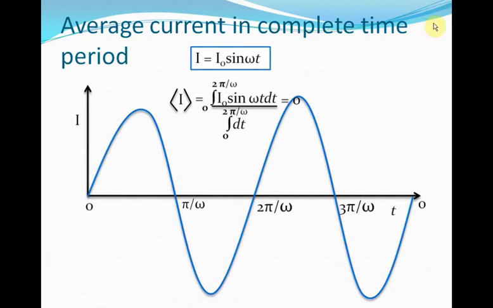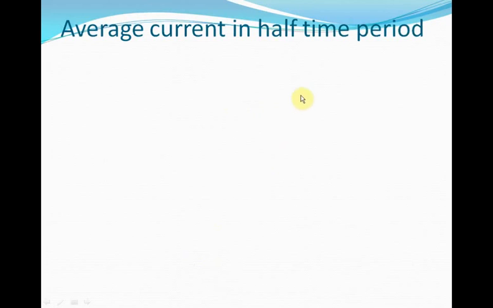But this is true too. So the average current, from 0 to 2 pi by omega, from 2 pi by omega to 4 pi by omega, and so on, is 0. And that brings us to an interesting conclusion. The average current in a complete time period is of no use to us. That's because we know that there is some current flowing, the current is increasing and the current is decreasing. So, on an average, what will be the value of current, if at any random instant you check the value of current? To help find such a non-zero value, we calculate the average current in half a time period.